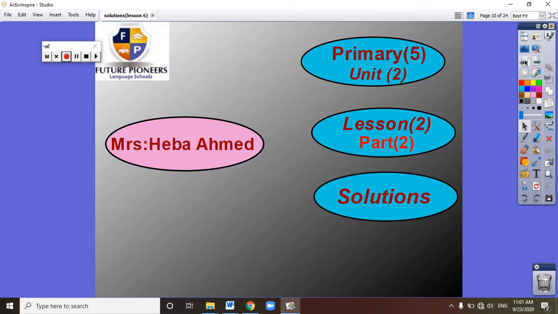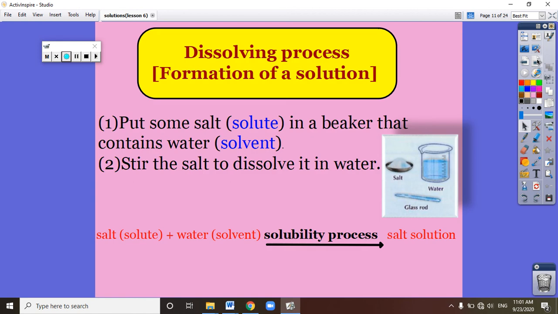Today we will take part 2 from lesson 2 in unit 2, which is talking about solution. Do you remember what is the meaning of the solution? Yes, solution is a mixture in which the solute dissolves in the solvent. What is the meaning of the solute? The solute is the substance that dissolves in the solvent. What is the meaning of the solvent? Very good. It's a substance in which the solute is dissolved.